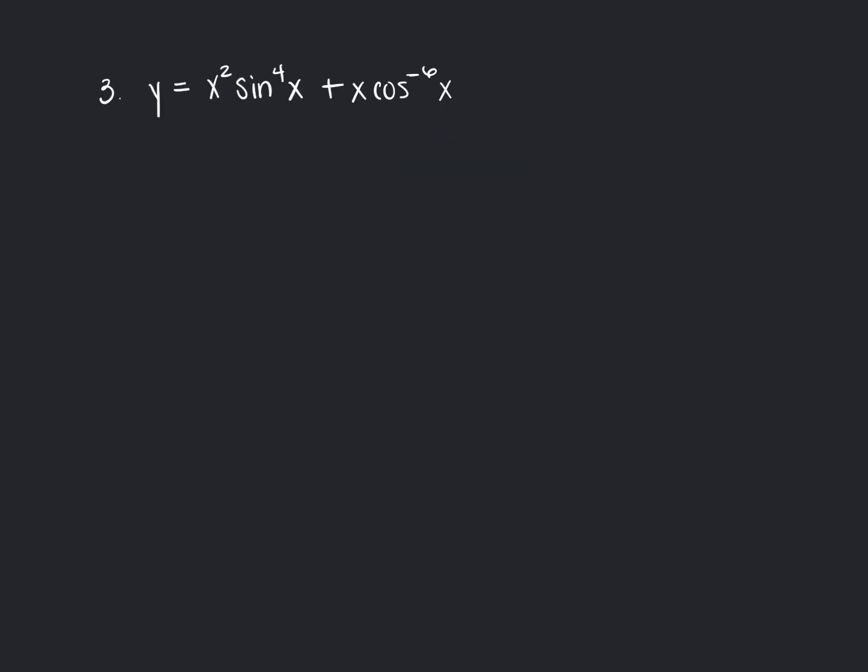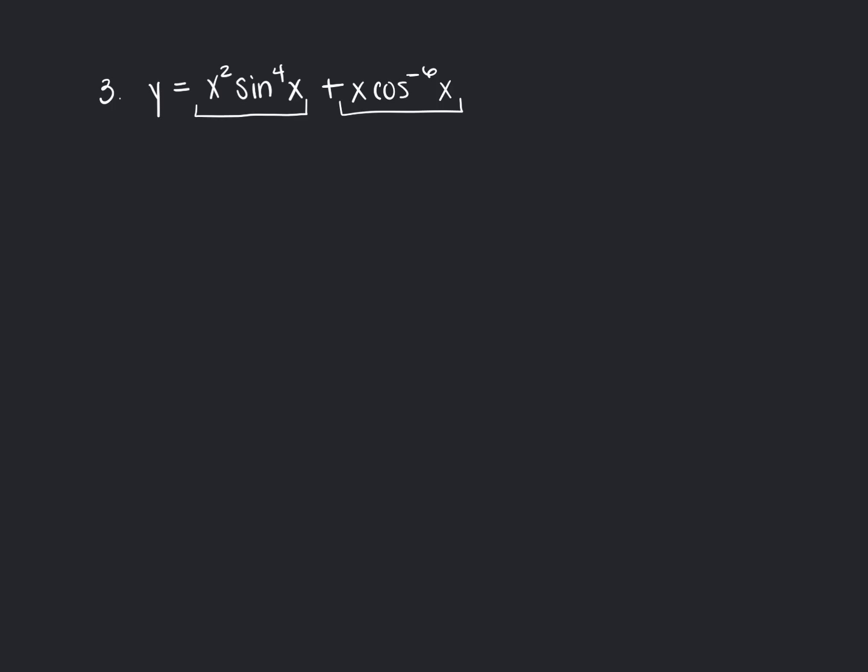Number 3, I have y equals x squared sine to the 4th x plus x cosine to the -6x. Now, this one's a little complicated, okay, because I have two terms that are being added, and both terms individually have a product rule, okay? So what I would recommend is setting this apart.